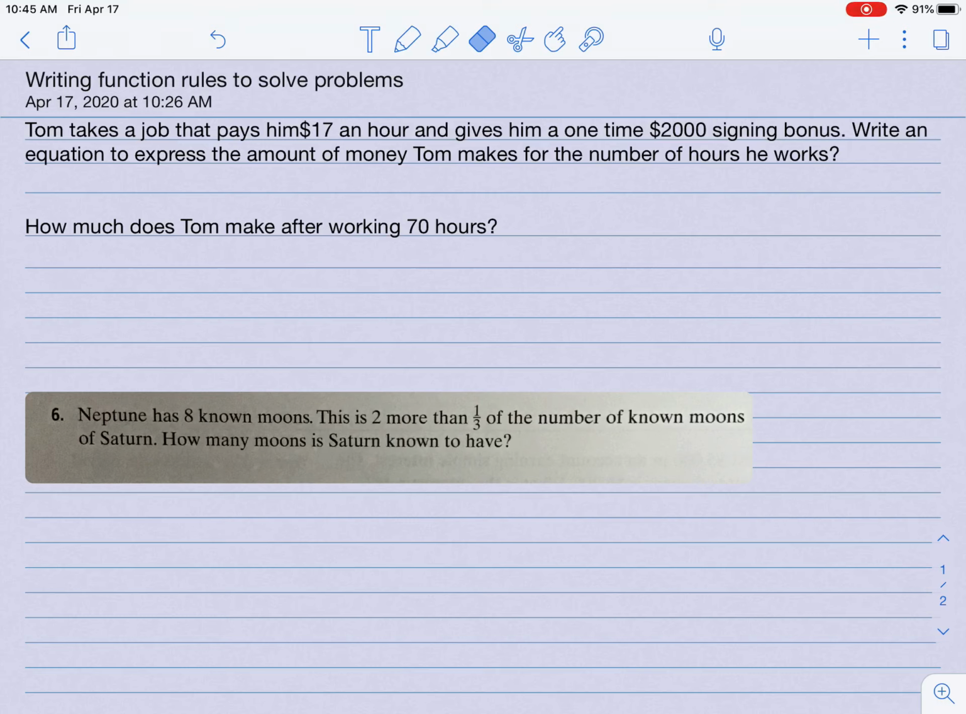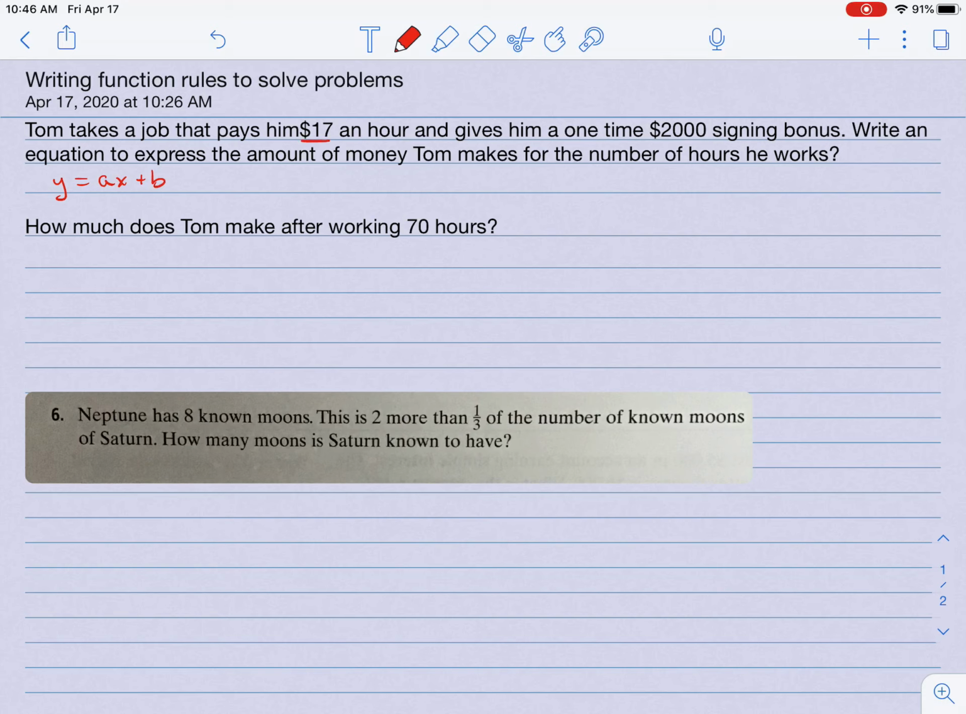Okay, so Tom takes a job that pays him $17 an hour and gives him a one-time $2,000 signing bonus. Write an equation to express the amount of money Tom makes for the number of hours he works. Okay, so hours he works is going to be x, money made is going to be y. So you've got y equals, now it would be ax plus b.